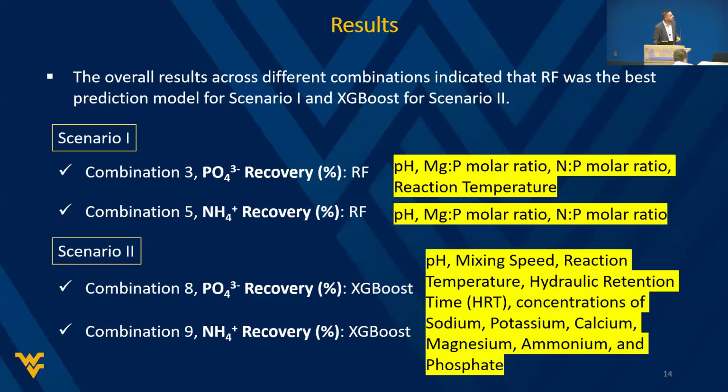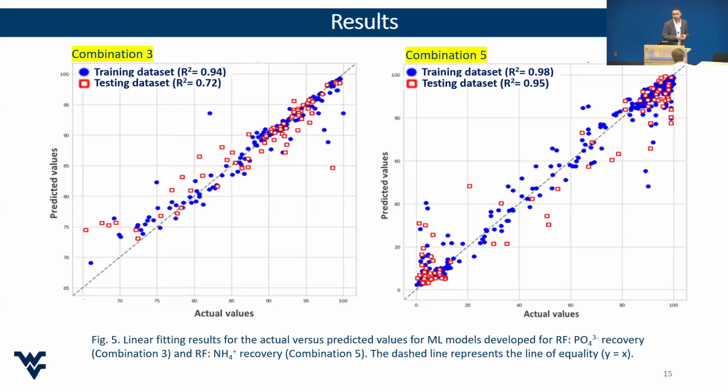model XGBoost. So this slide shows the scatter plot between the actual value and the predicted value for different training and testing data sets. So for combination 3 for phosphate recovery, the R square just shows the similarity between the X and Y values. The R square for the training data set was 0.94, and for the testing, 0.72. That's for the phosphate recovery, combination 3.